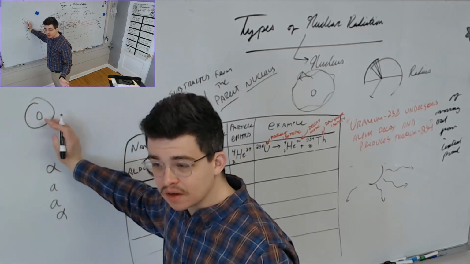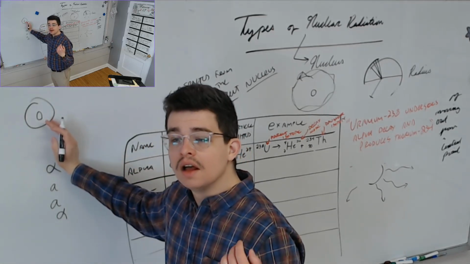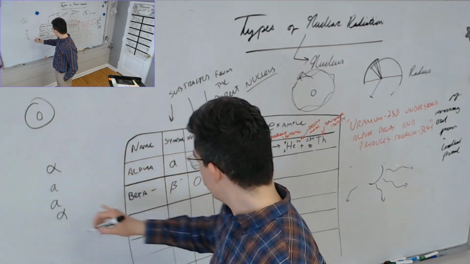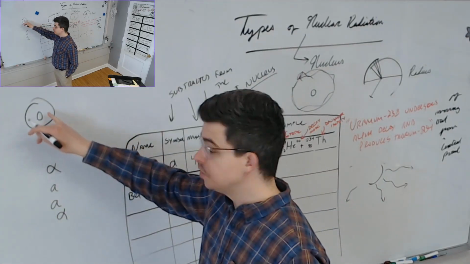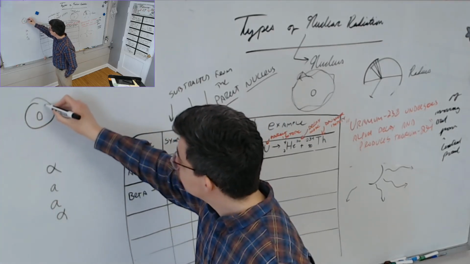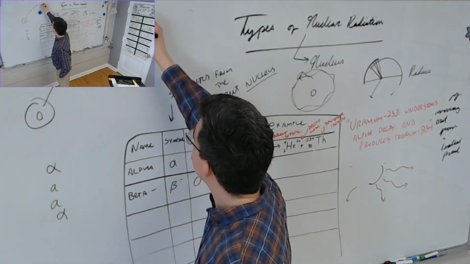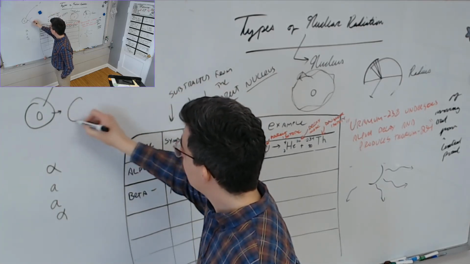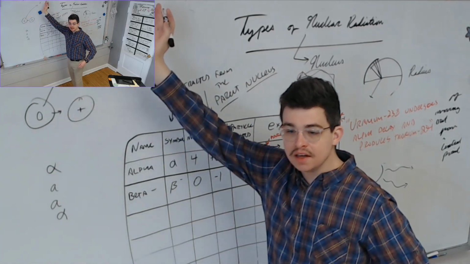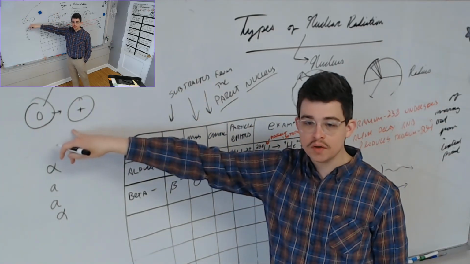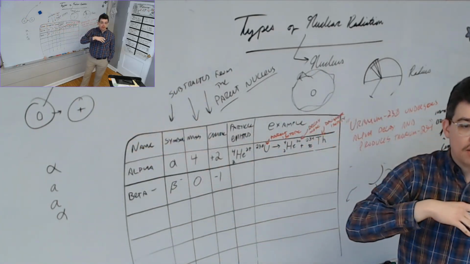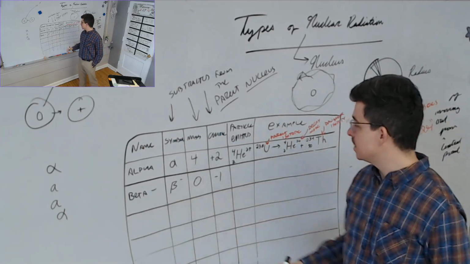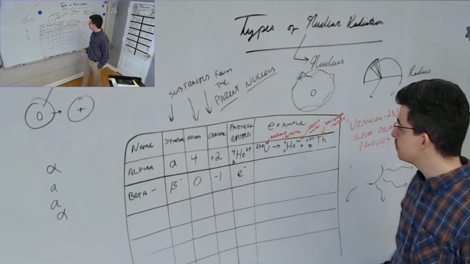Negative. What is it? I've heard two different answers, which is ridiculous. Zero is the charge. A neutron in the nucleus is going to fling out an electron, a tiny little baby electron, and it's going to become a proton. So it's losing a negative charge, which makes it into a proton. So in the nucleus, a neutron becomes a proton and throws out an electron, and that's beta minus decay. The particle emitted is an electron.